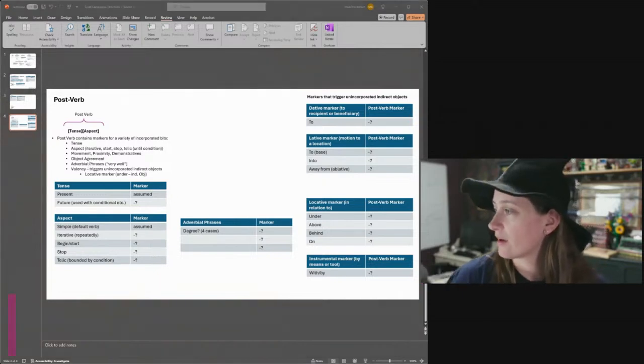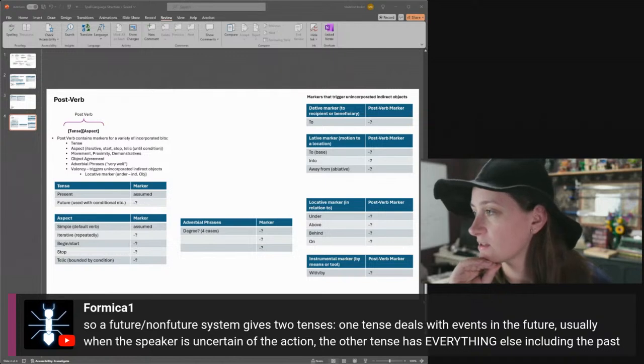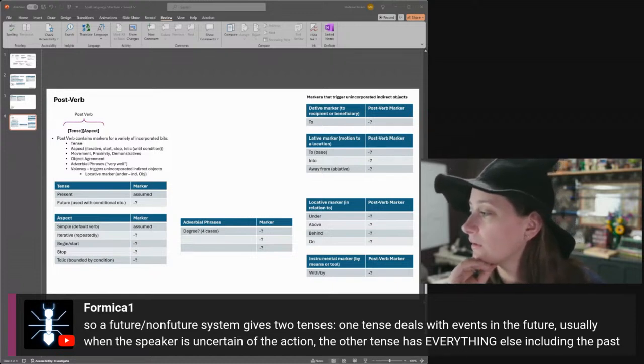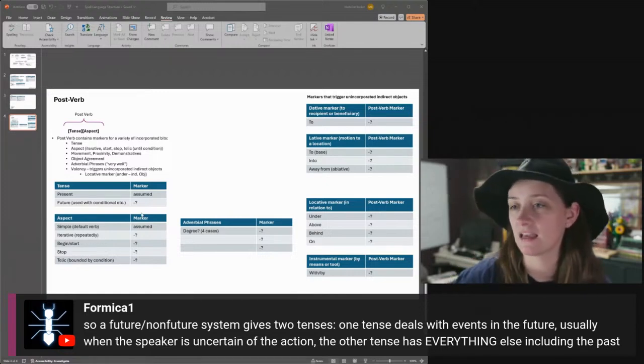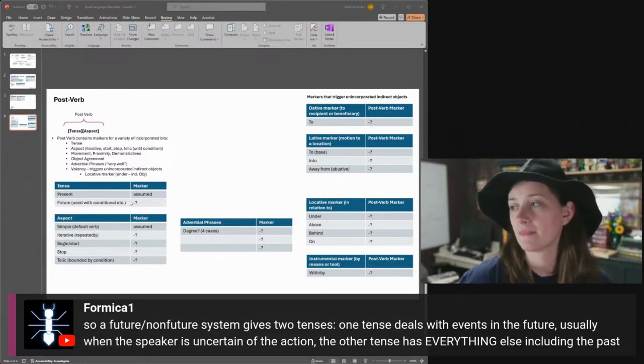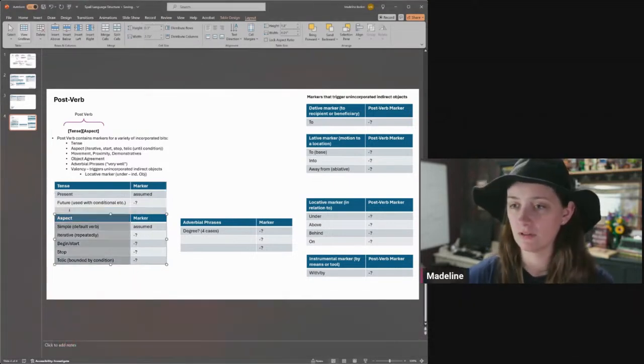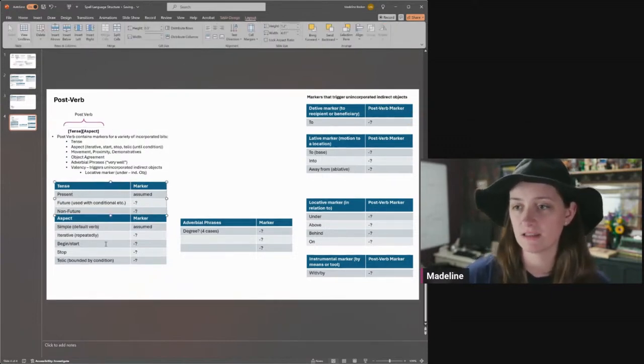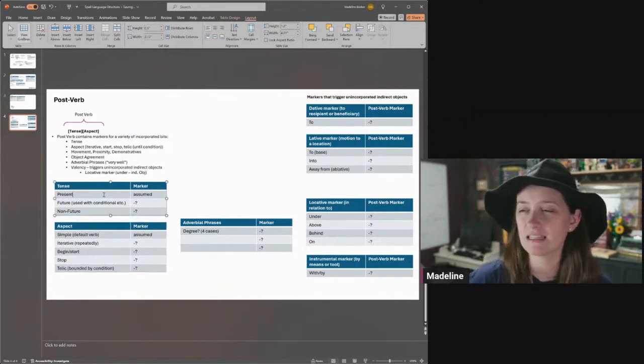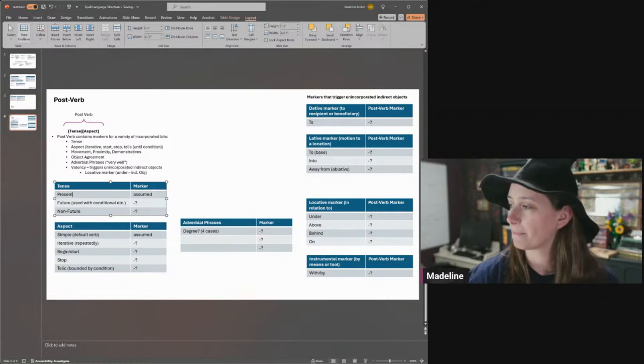But okay, hold on. Here we go. Back to future present. So a future non-future system gives two tenses. One tense deals with events in the future. The other tense has everything else, including the past. Oh. Okay, so basically, I see. So what we'd be doing here then, that makes sense. And I think that keeps things kind of simple, just to do non-future. And I have present here where present is just basically assumed, right? So it's not really a tense, I guess. Maybe. I may be misunderstanding that.